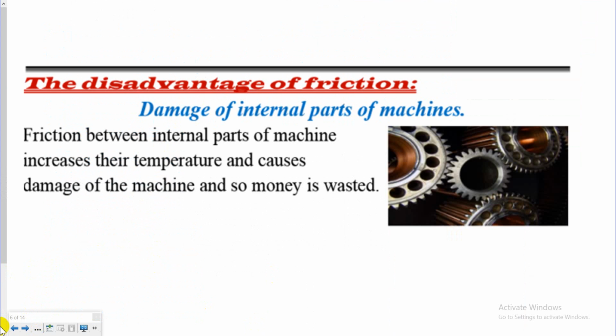Let's see the disadvantages of the friction force. Okay, the friction force inside the parts of a machine may cause damage to the internal parts of the machine. Friction between the internal parts of the machine increases their temperature. When I have a lot of friction, like the friction in your hands, it increases the temperature and causes damage to the machines, and so money is wasted because I lose a lot of money to get them again, not damaged. Okay.